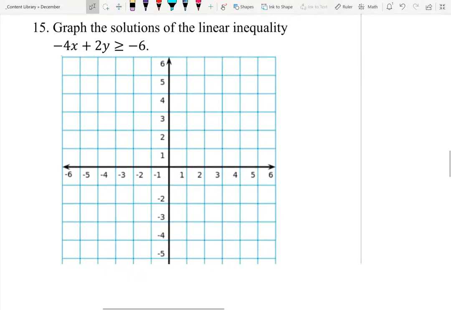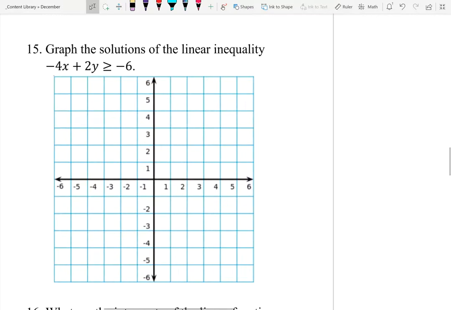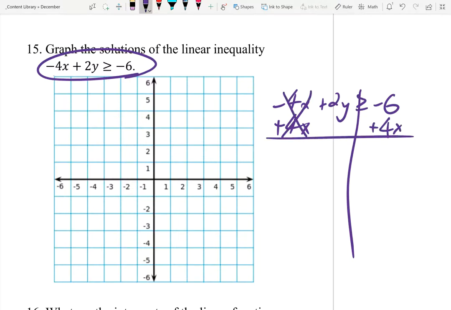All right, so we're going to graph number 15. This one's a little similar to number 9, where we have to rearrange this in slope-intercept form and simply graph it. So negative 4x plus 2y is greater than or equal to negative 6. So rearrange it. Hopefully we can do this by now because it's something that appears all over this test.